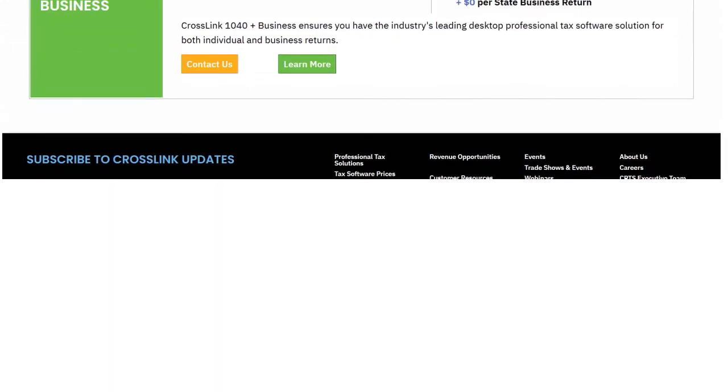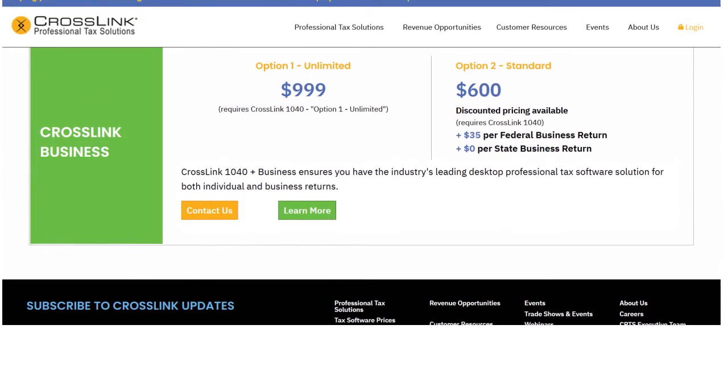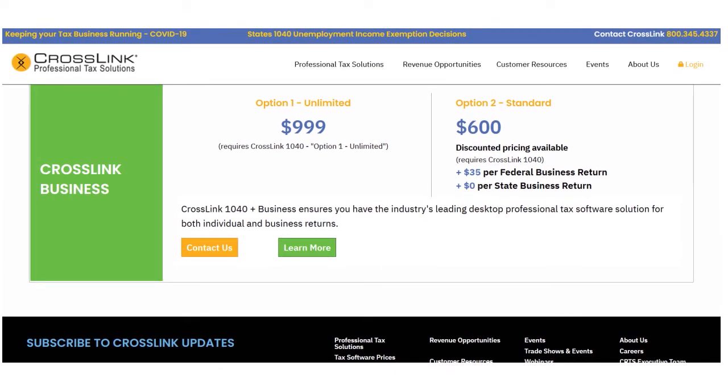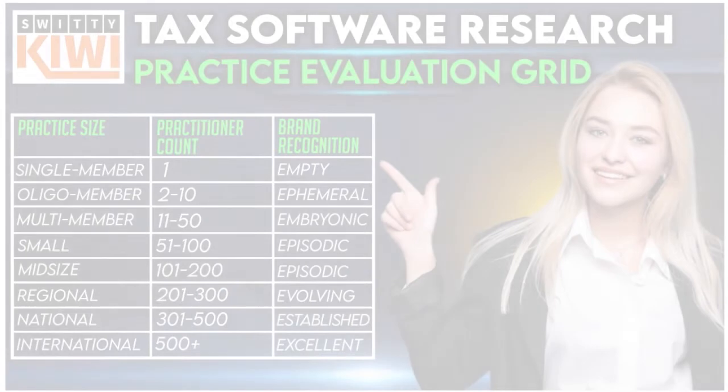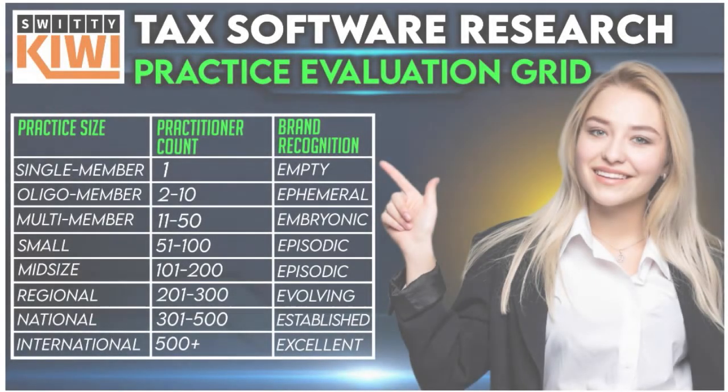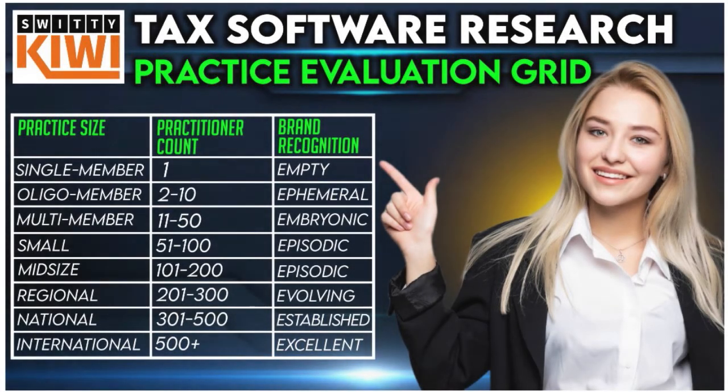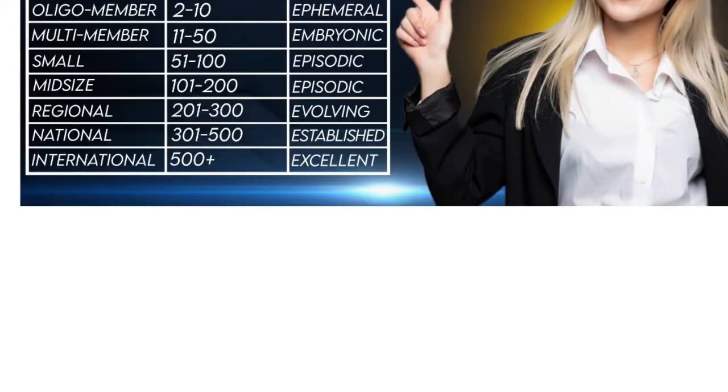I'm showing you right now on the screen. Here is the pricing for unlimited and standard. And our score relative to other Crosslink products is 9 over 10. And this tool is great for oligo member practices, multi-member, small, mid-size, regional, national, and international practices.